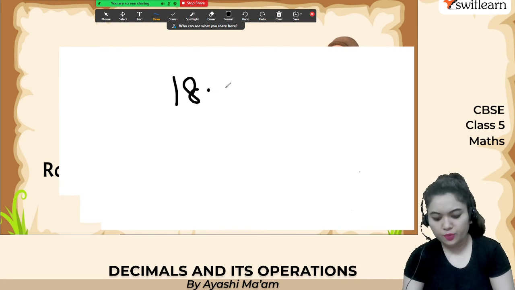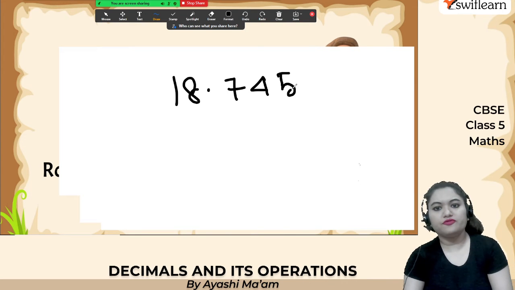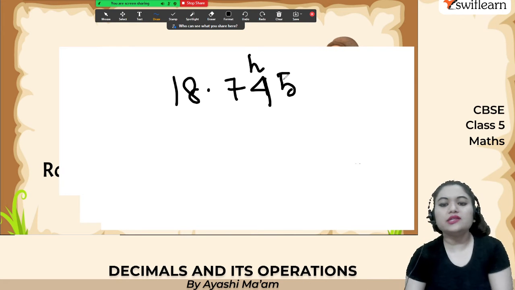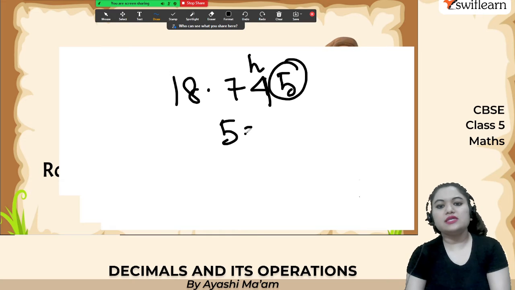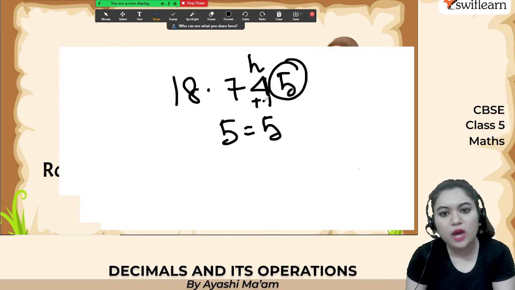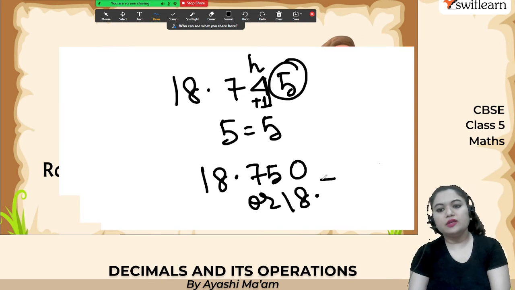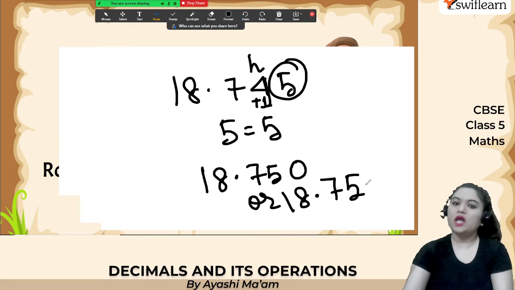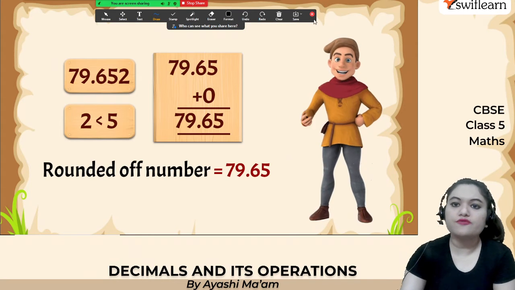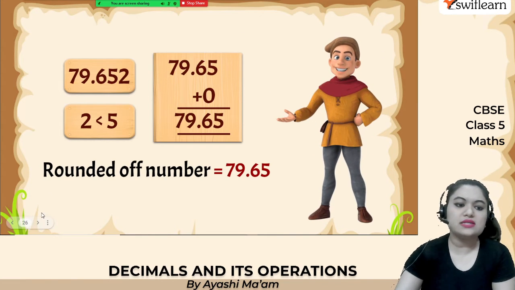Suppose 18.745. This is our hundredths position. 5 is equal to 5, so we will do a plus 1 to this 4, and it will become 18.750 or 18.75. All right, so we did some examples for rounding off to the nearest hundredths.